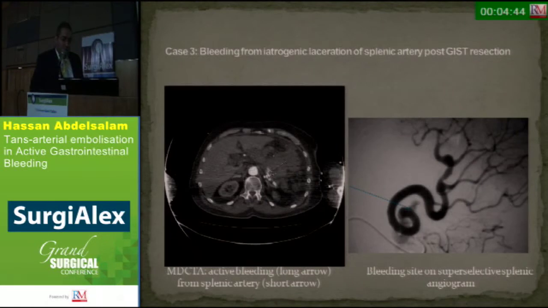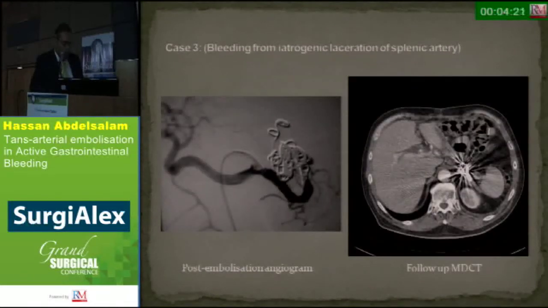Another case, patient went for a GIST resection, gastrointestinal stromal tumor resection, and there was an iatrogenic laceration of the splenic artery which caused this extravasation on the CT. And you can see the extravasation on the angiogram, and the decision was to embolize the splenic artery. These are multiple coils within the splenic artery, and this is a follow-up CT scan, and you can see still the spleen is perfused with no abscess, and you can see the metal artifact of the coils in the splenic artery.